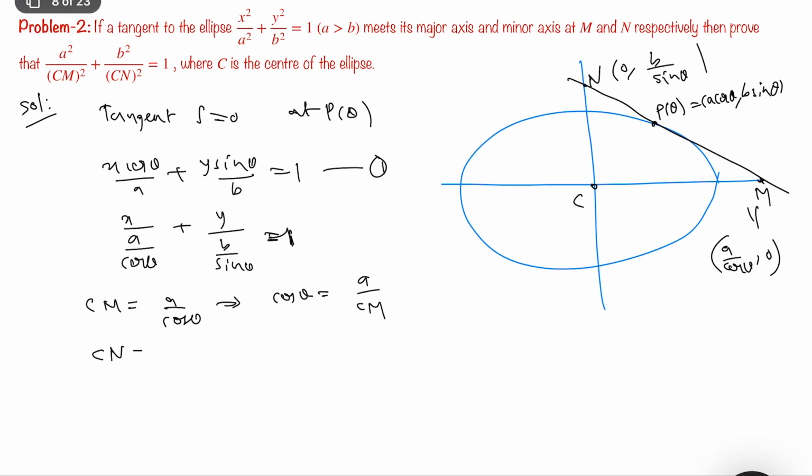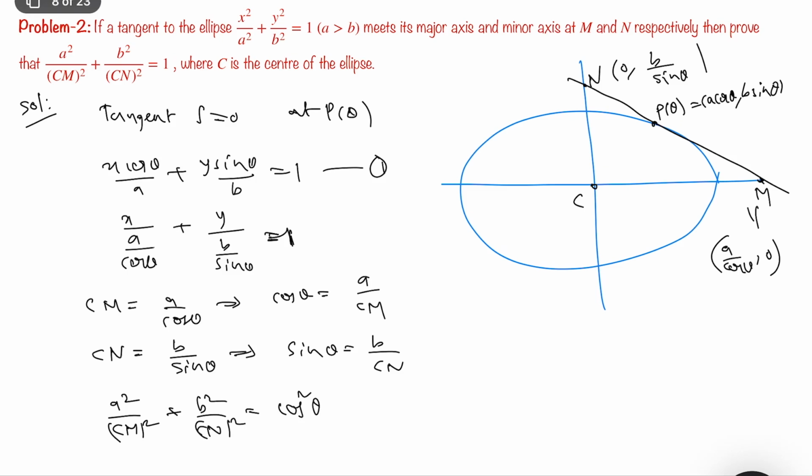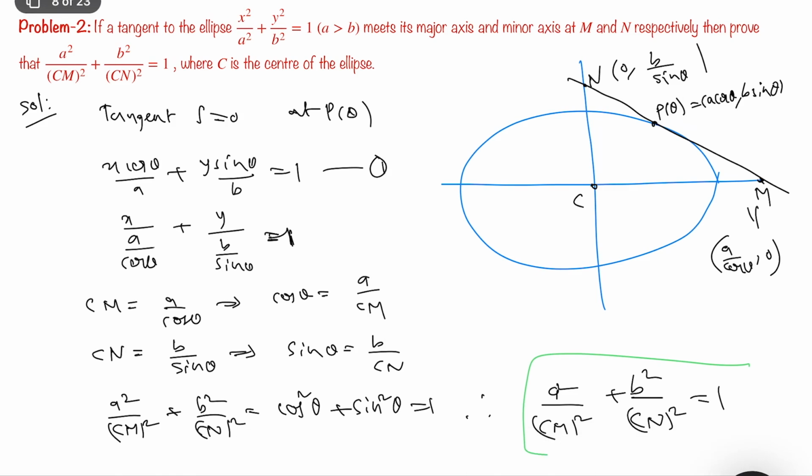Similarly, CN is the y-intercept, that is B by sin theta, which implies sin theta equals B by CN. Now if you look at A square by CM whole square plus B square by CN whole square, that will be cos square theta plus sin square theta, which equals 1. Therefore, we have A square by CM whole square plus B square by CN whole square equal to 1. Fine.